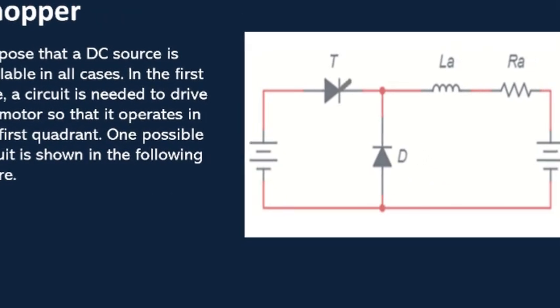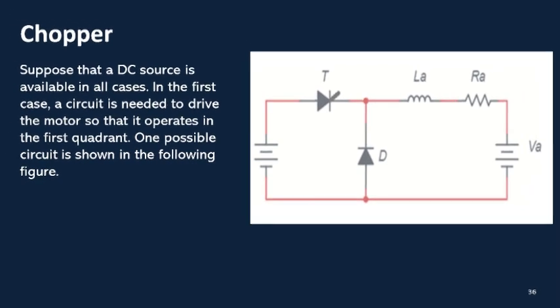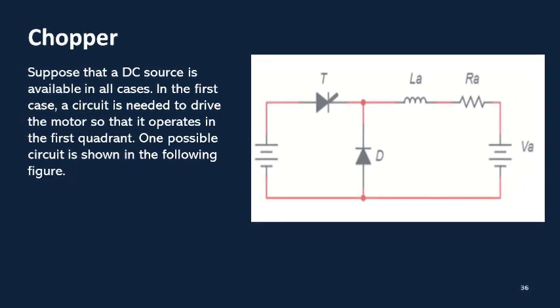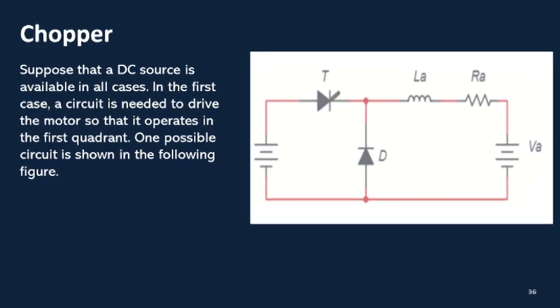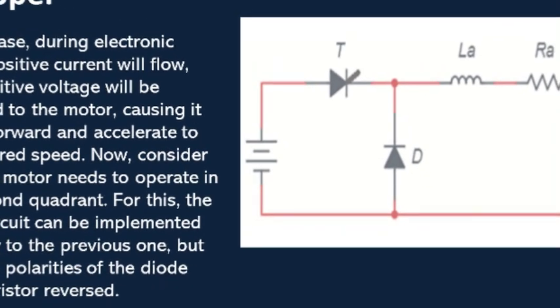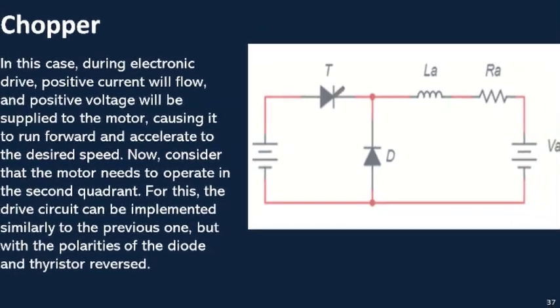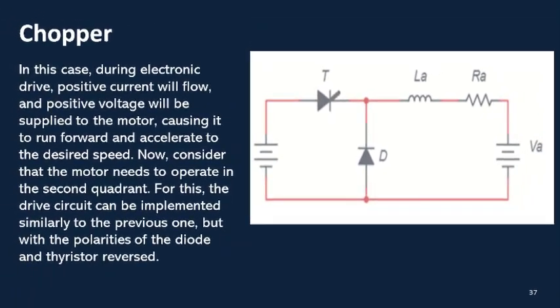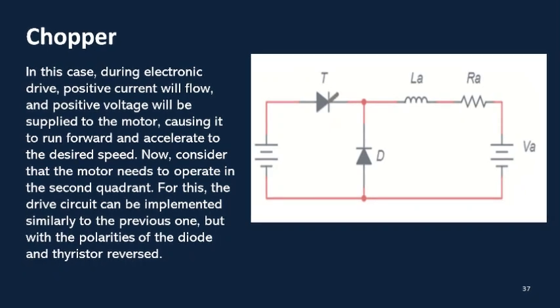Assuming a DC source is consistently available, in the first scenario, a circuit is required to drive the motor to operate exclusively in the first quadrant. One potential circuit configuration for achieving this is depicted in the following figure. In the second scenario, where the motor needs to operate in the second quadrant, the drive circuit can be designed similarly to the previous one used for the first quadrant.